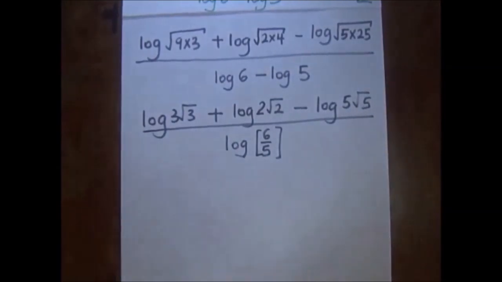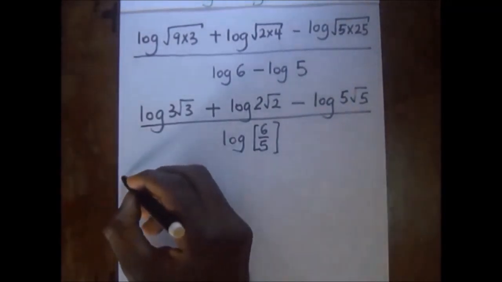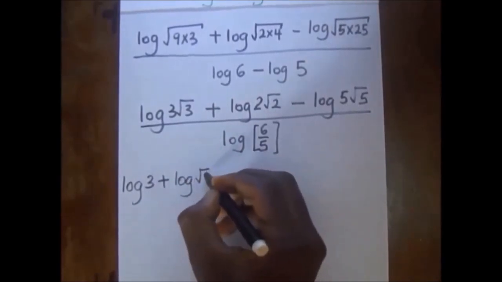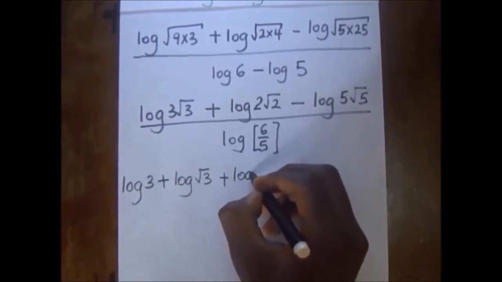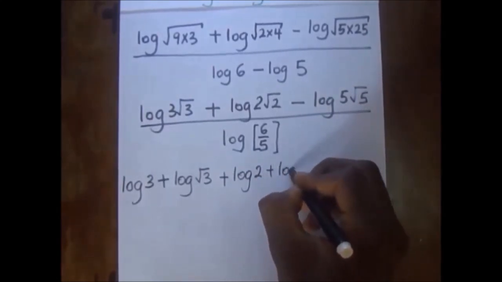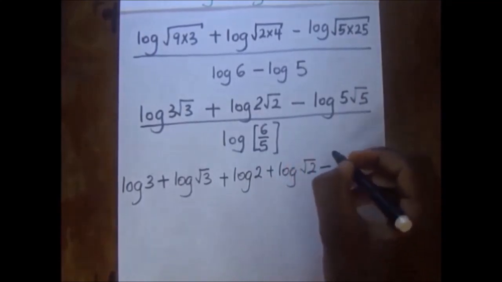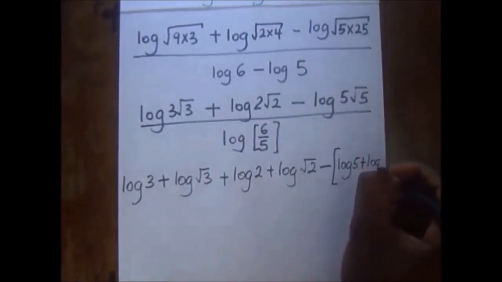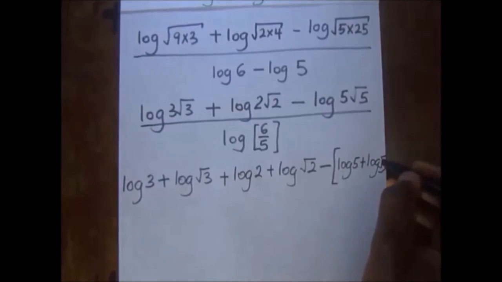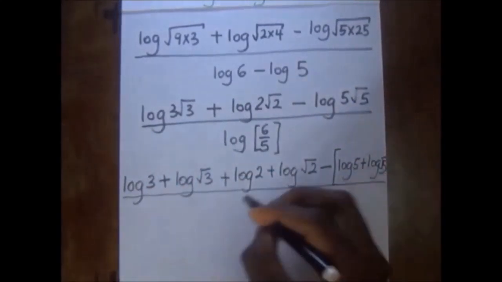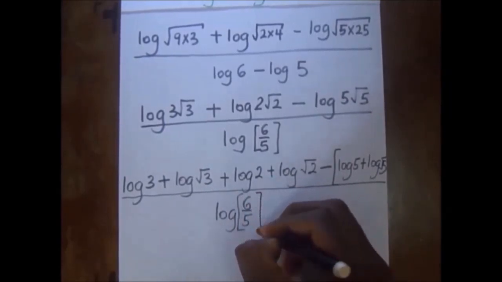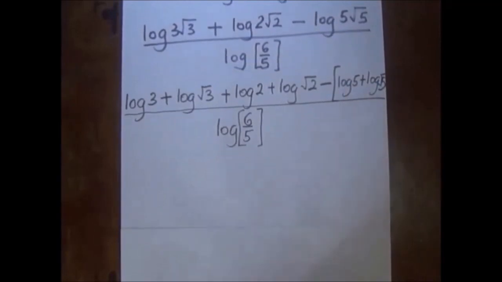From our laws of logarithms, we've explored that in the beginning. So we continue. It's going to become log of 3 plus log of root 3 plus log of 2 plus log of root 2, minus the bracket of log of 5 plus log of root 5. We're dividing all that by the log of 6 over 5, like that. So now we regroup them.